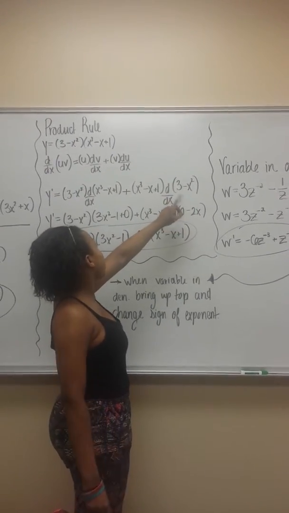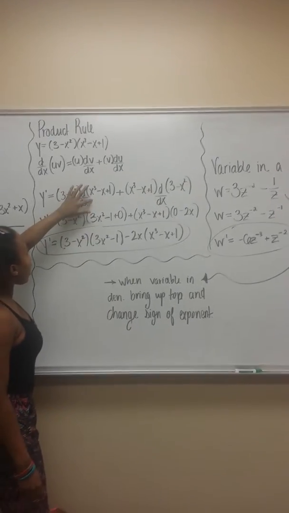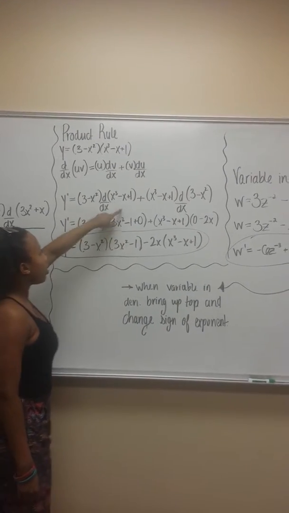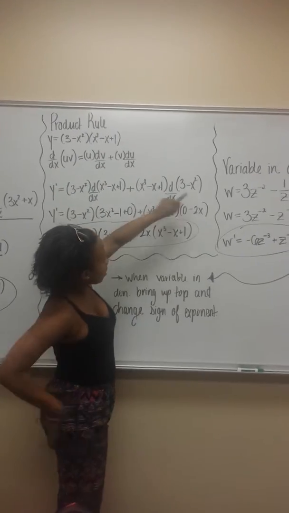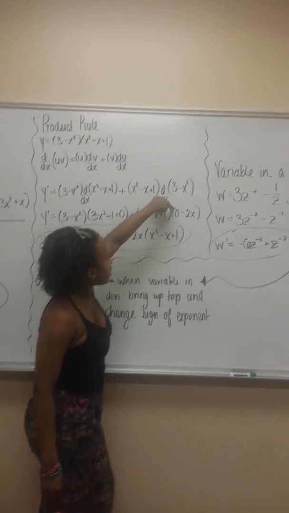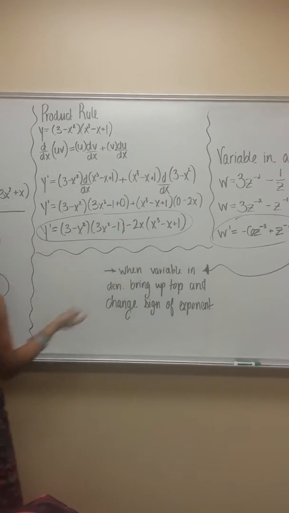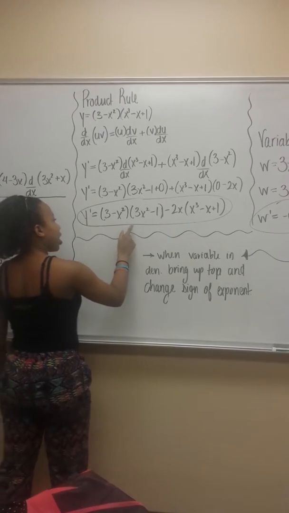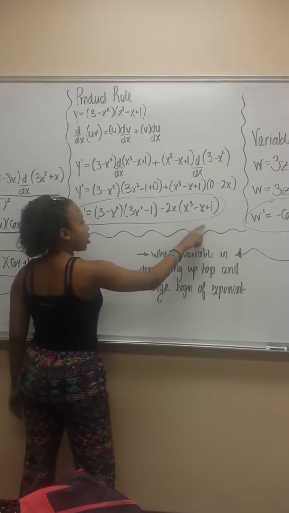Once you get your derivatives, x cubed becomes 3x squared using the power rule. Negative x becomes negative 1, and 1 becomes 0 because it's a constant. For the first function, 3 becomes 0 because it's a constant, and negative x squared becomes negative 2x when you use the power rule. And once you simplify all that, y prime is equal to 3 minus x squared times 3x squared minus 1, minus 2x times x cubed minus x plus 1.